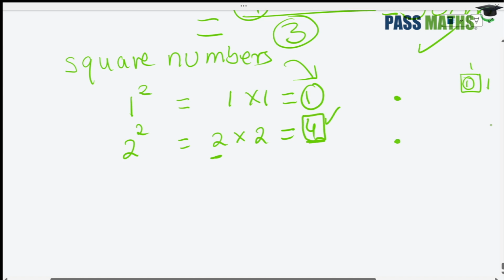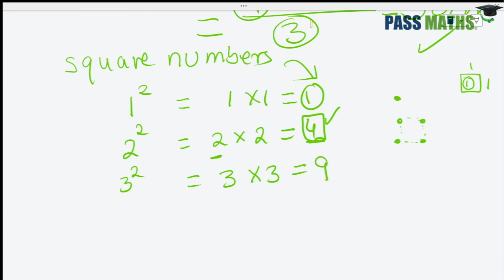Let's draw here 1, 2, 3, 4. So 4 dots, they make a square. Okay, let's do 3 squared. So 3 squared will be 3 times 3 equals 9. And 9 is a square number. So these are the square numbers, not 3, 2, 1. 3 squared, 2 squared, 1 squared lead you to the answer.